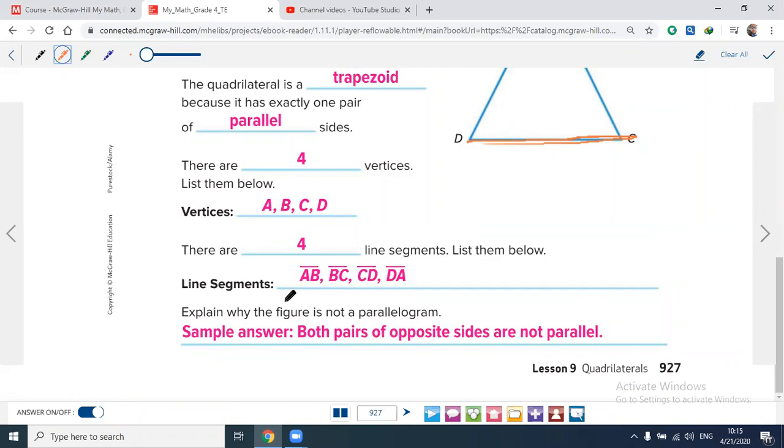Also, I can write another answer. I can write this answer because it has exactly one pair of parallel sides. This and this are the right answers, the same answer. Are we done?